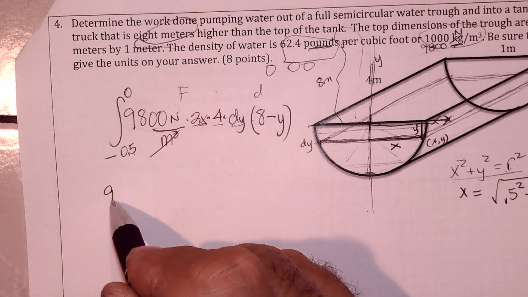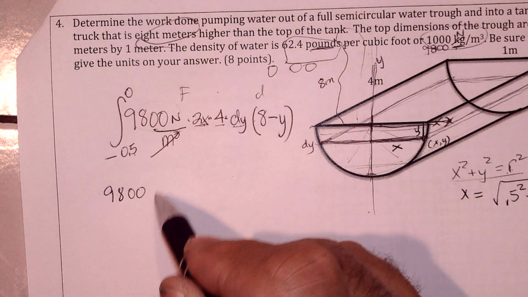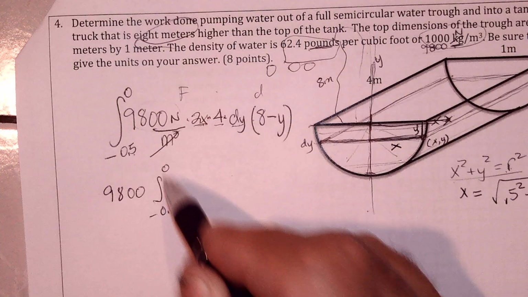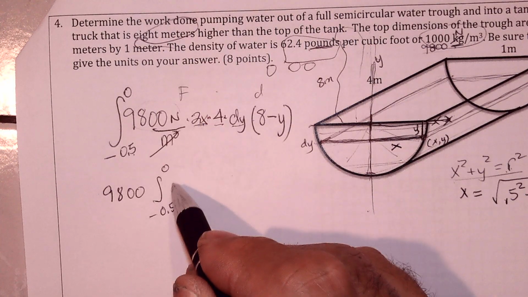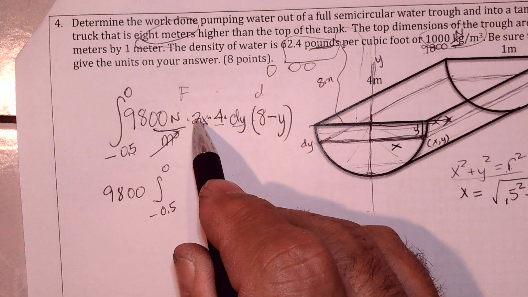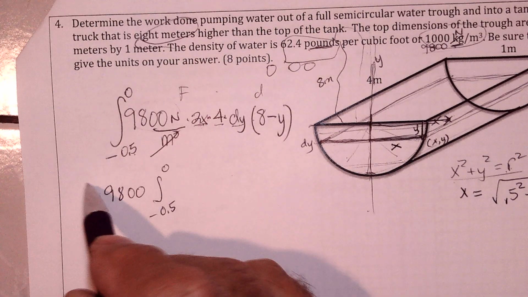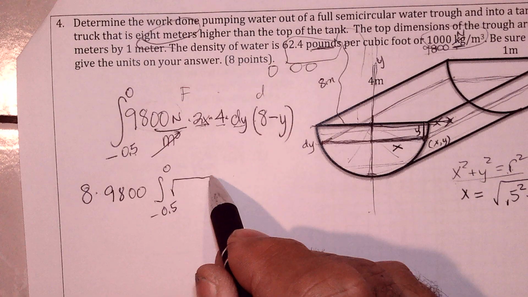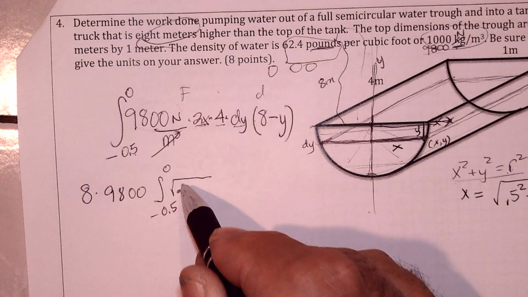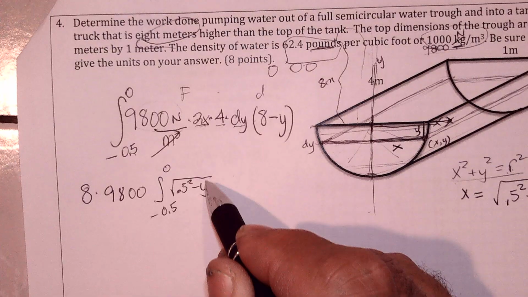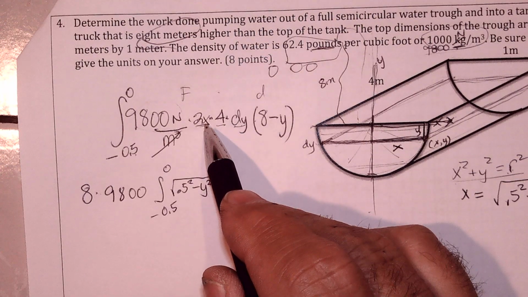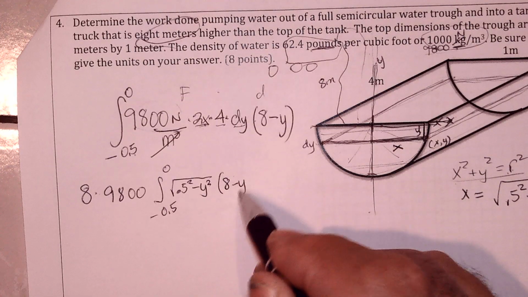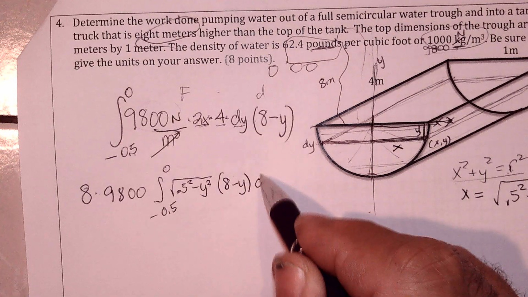So we have 9,800 integral from minus 0.5 to 0 of, oh, see, there's 2 times 4, that's 8, that could be taken out, so then it would be just an x times 8 minus y dy.